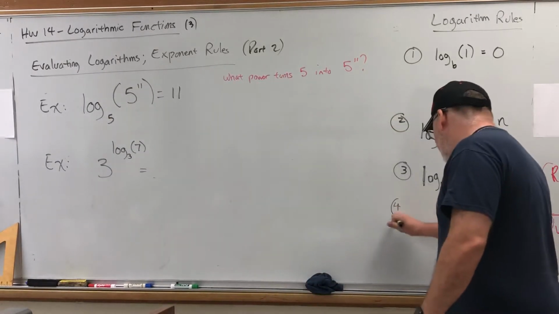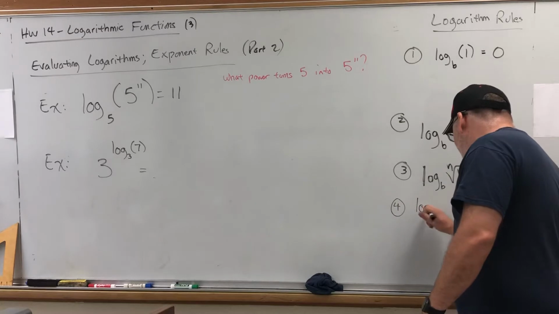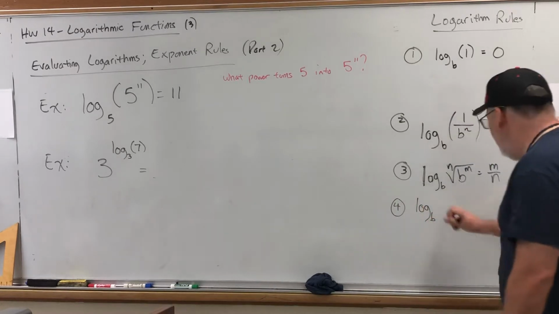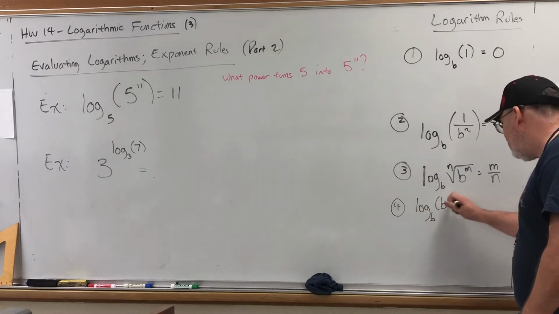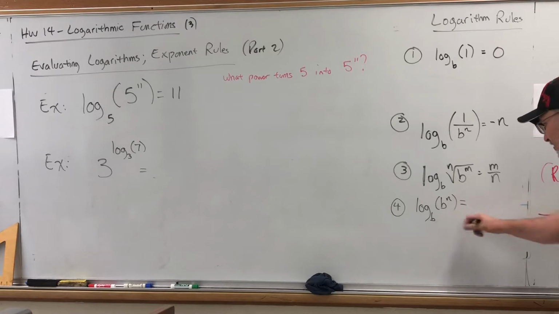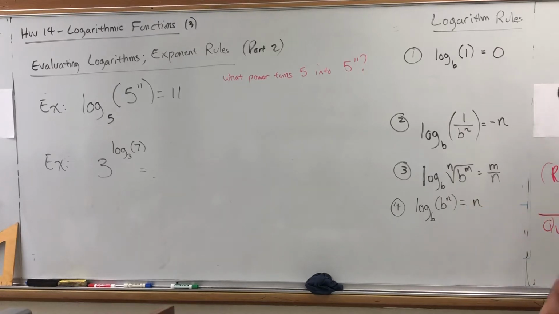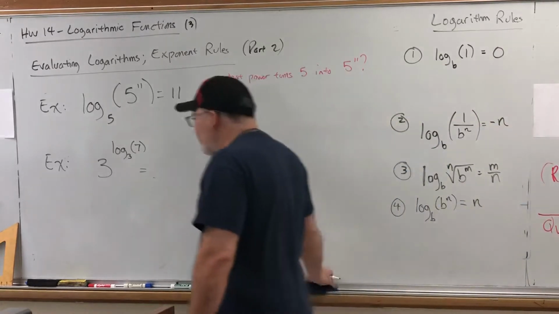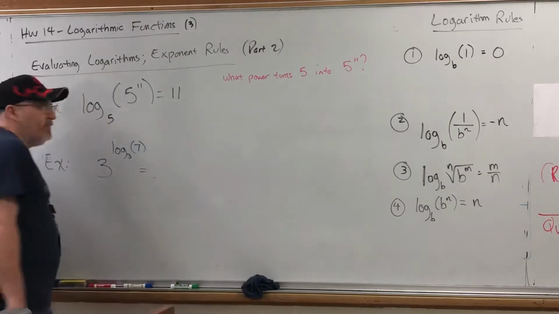It goes something like this. If you have a log, any base, we'll call it b, and your argument is that same base raised to a power, we'll say b to the n power, then the power that turns this into that is just n. No work involved if you know the question, what power turns the base into the argument.